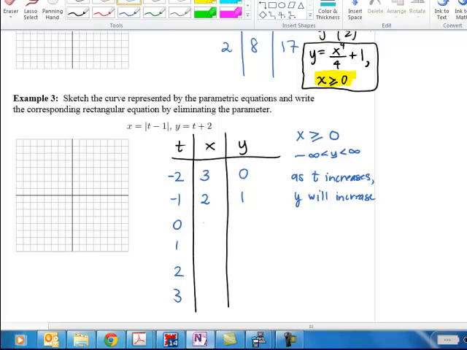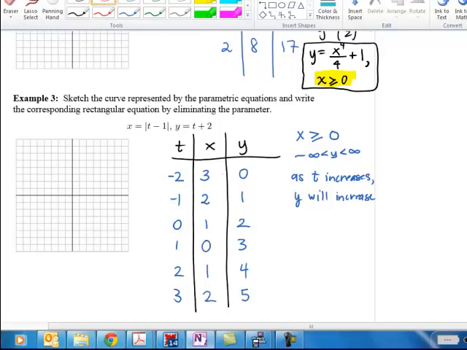When t is 0, we'll have absolute value of -1 for x and 2 for y. T equals 1, we'll have 0 for x and 3 for y. And y is just going to keep going up by 1. But now the x is going to change. When t is 2, we have 1. When t is 3, we have 2. So we see this pattern in x's. They were decreasing for a while, and now they're going to increase again.